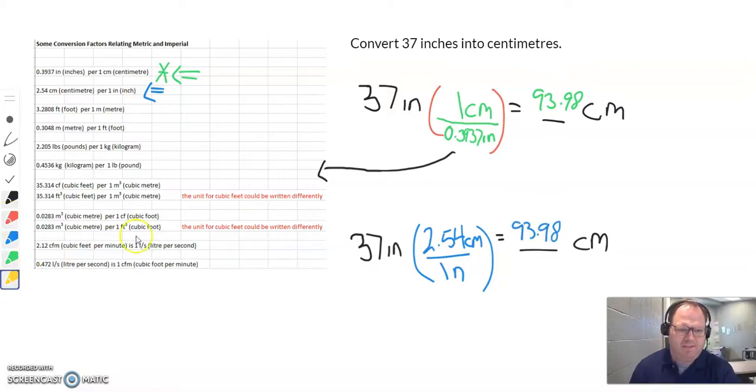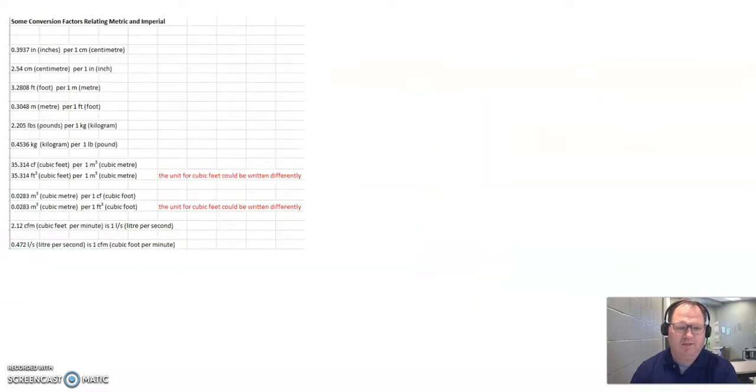The big idea here is that our setup remains the same, but our units have to cancel out. So inches and inches, those cancel out. Inches and inches, they cancel out. What we're left with is what we want. We want centimeters. Now we'll look at an example that might seem more complicated.